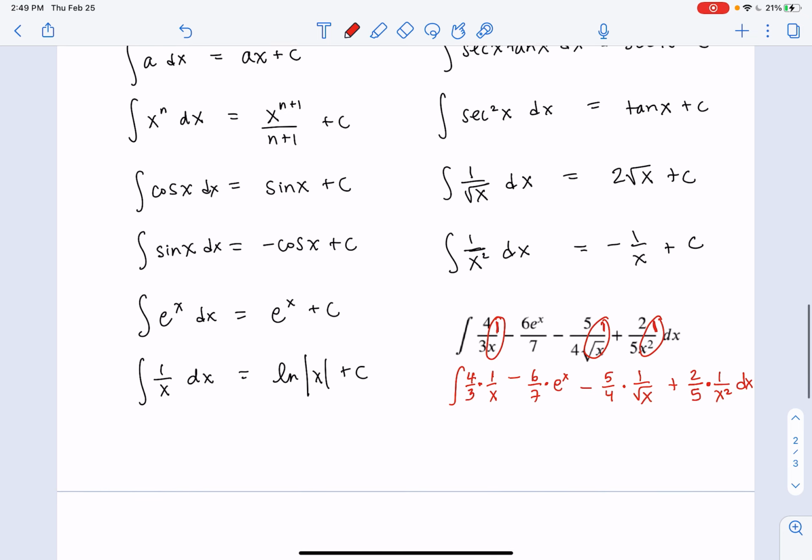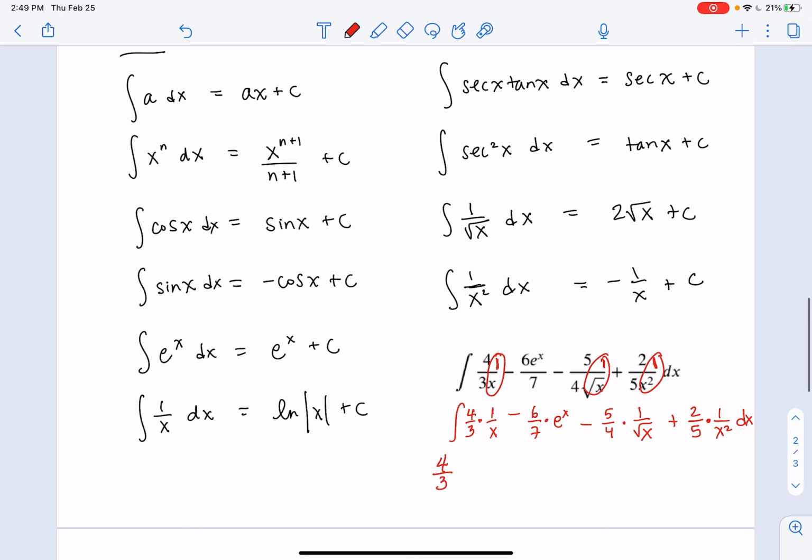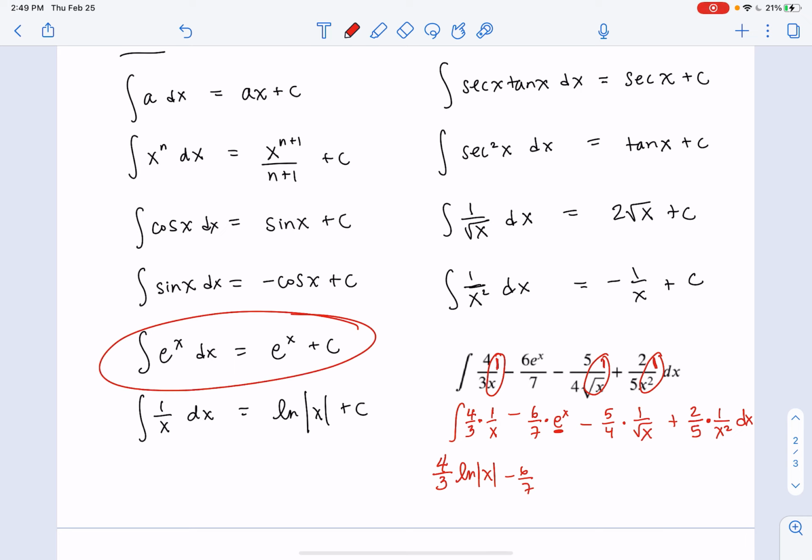Great. Now let's take our time. Let's first copy down the multiplier and then take the integral of 1 over x. Well, the integral of 1 over x is right there. It's natural log the absolute value of x. Let's do the next piece. Minus 6 over 7, the integral of e to the x is just e to the x. We'll save the plus c's for the very end.